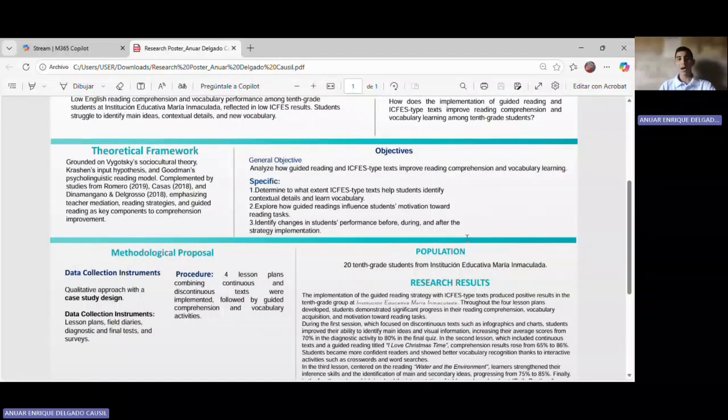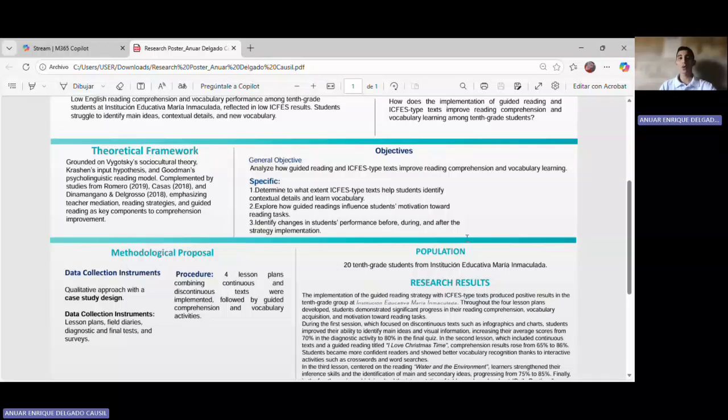analyzing vocabulary, and answering ICFES style questions. I also used collaborative work, peer guide methods, worksheets, vocabulary activities, and comprehension questions.